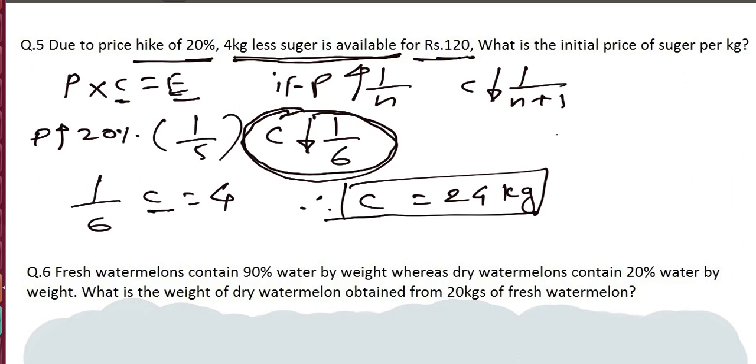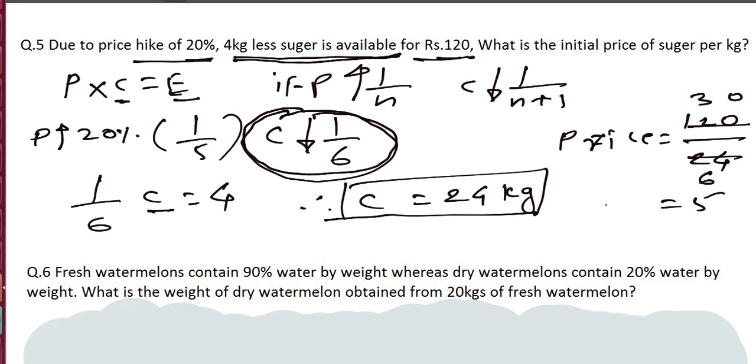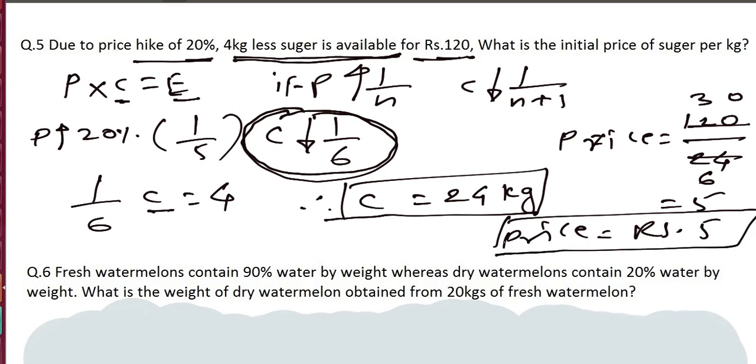So the price is equal to 120 by 24. So 4 3s are 12, 4 6s are 24, and 5. So price is equal to 5 rupees. Price is equal to 5 rupees per kg. So let's see the next question.